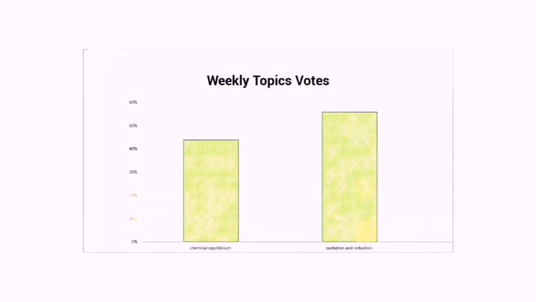Last week, oxidation and reduction got the highest vote for this week's weekly topic. 56% of you voted for oxidation and reduction, and 44% of you voted for chemical equilibrium.